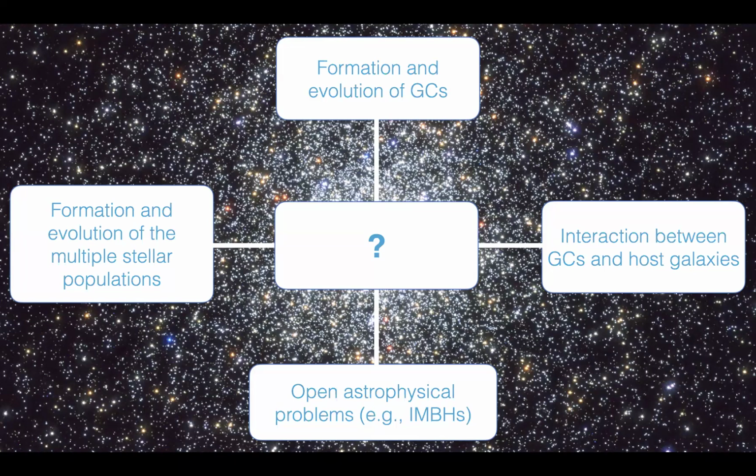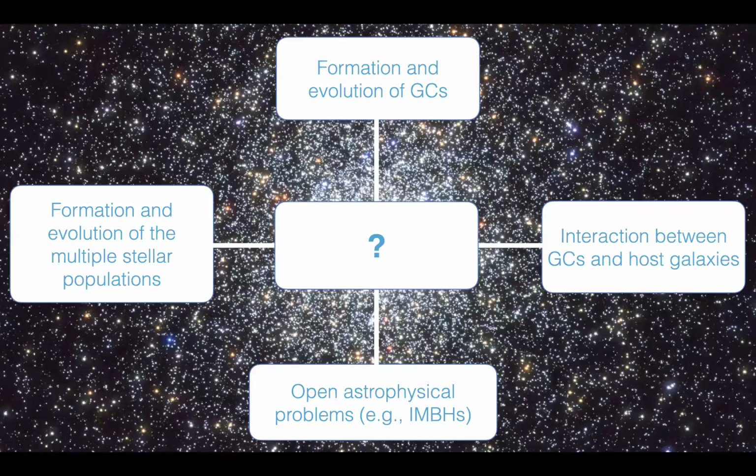Since their discovery, we have a lot of theories. None of them seems to completely capture all the observational pieces of evidence that we have gathered. So there's still a lot of questions. And there are many other astrophysical topics that would benefit just by studying globular clusters. So one of the most debated is the existence of intermediate mass black holes in their core.